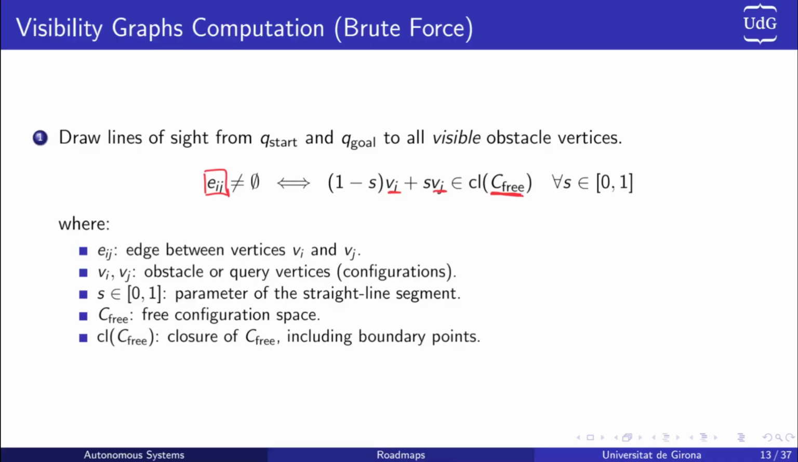Just one thing, we are not just checking that all these points belong to C-free, because as I told you, we also use the edges of the obstacles, we use the vertices of the obstacles, then we use CL of C-free, and CL is the closure of the C-free that includes all free space plus the boundaries, okay? It's just this CL here that maybe sounds a little bit strange, it's just this closure.